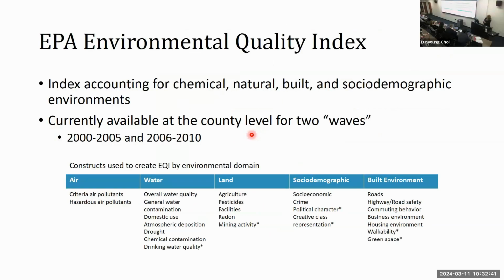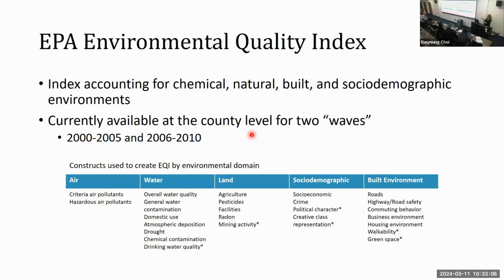But here's just a quick example of that EPA Environmental Quality Index. The problem that we have when we study the environment, and the direction we should be moving in, is this idea of the total environment framework that the EPA talks about a lot. NIH is now calling it the exposome. These things to me all sound like the same thing. But this is an index that accounts for chemical, natural, built, and socioeconomic, sociodemographic environments.